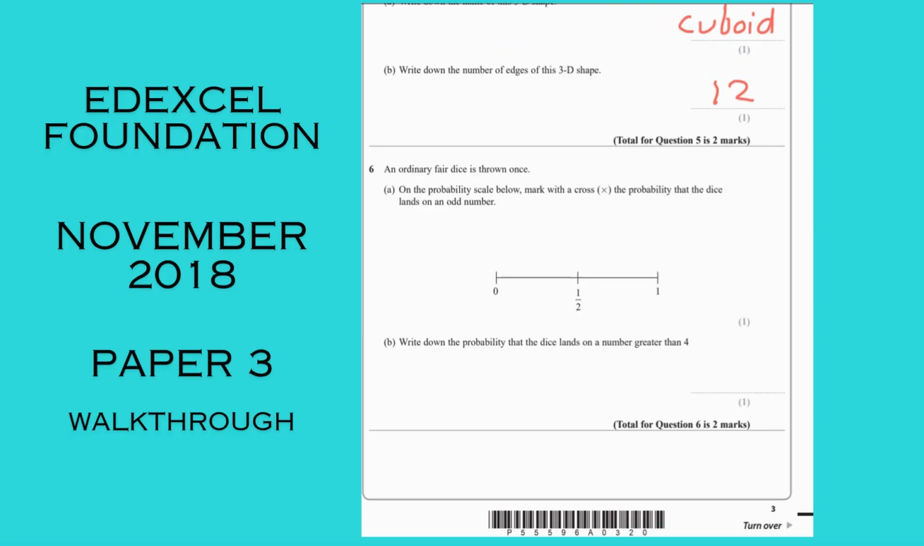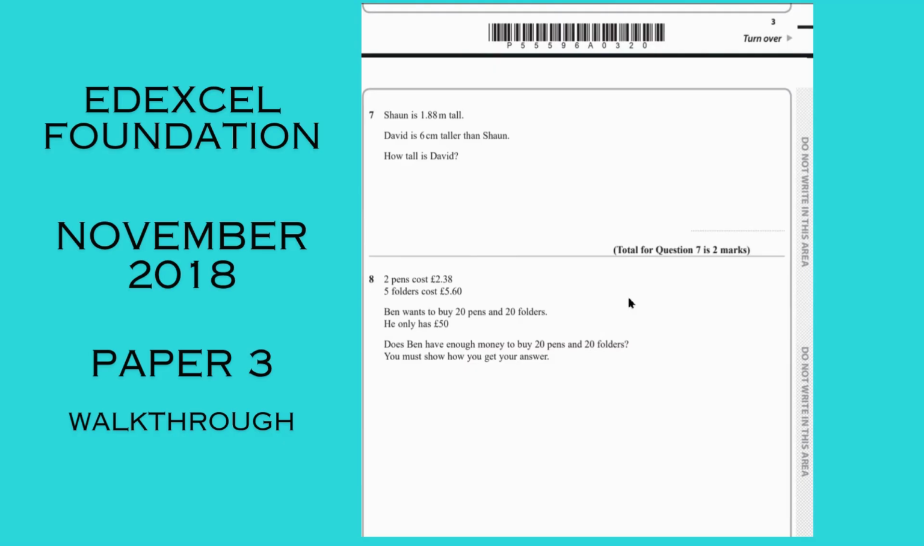Number 6, an ordinary fair dice. So the probability that it lands on an odd number, so there's just as many odds as evens, so it's a 50% chance, 0.5 or a half. Write down the probability that the dice lands on a number greater than 4, so that's a 5 or a 6 possible. So that's 2 different outcomes we're interested in out of 6 possible outcomes that could happen.